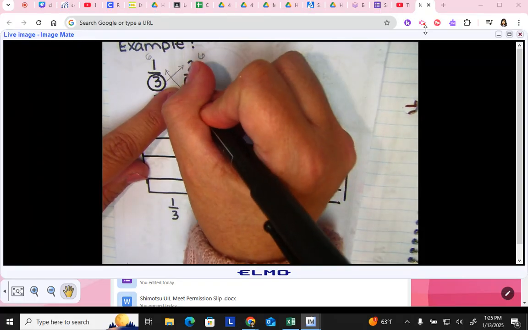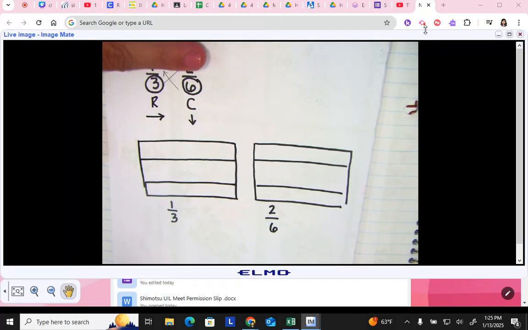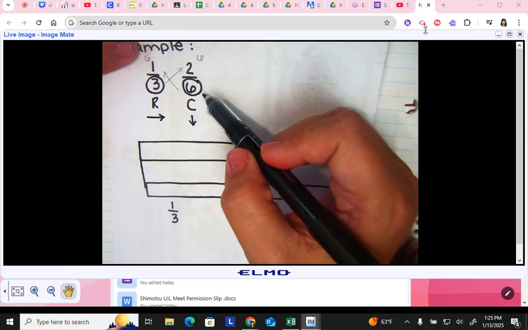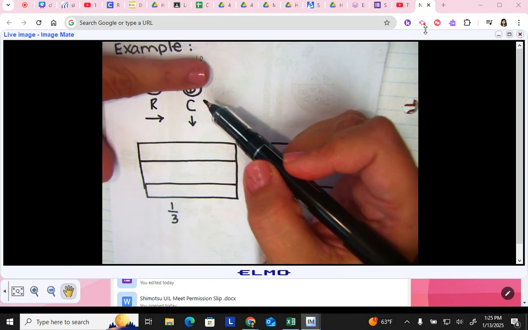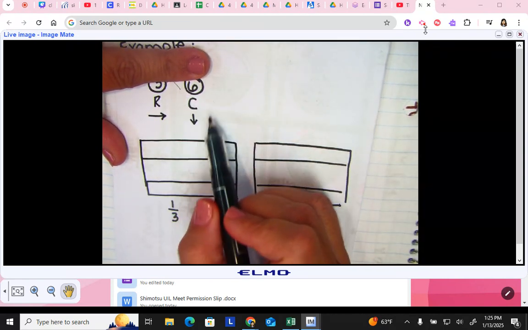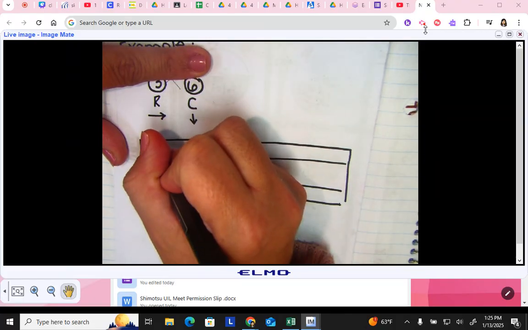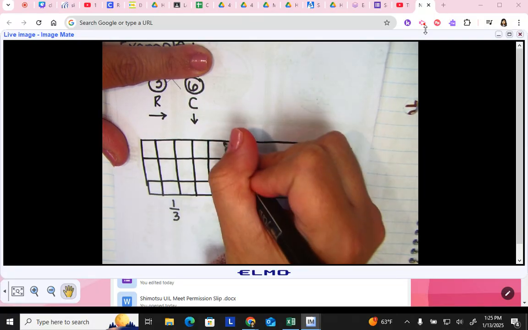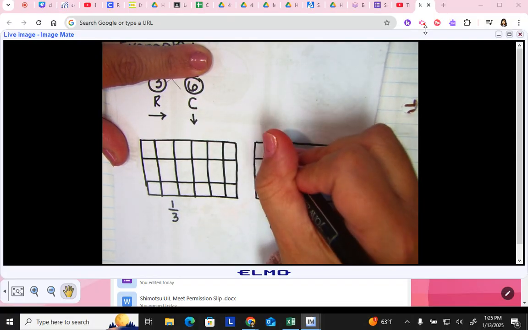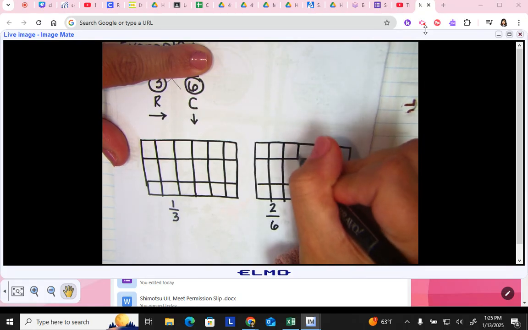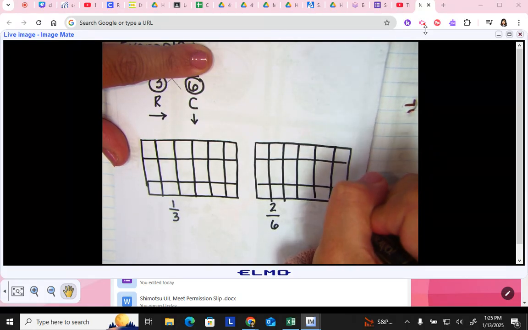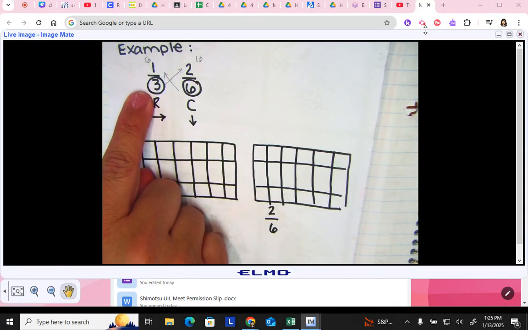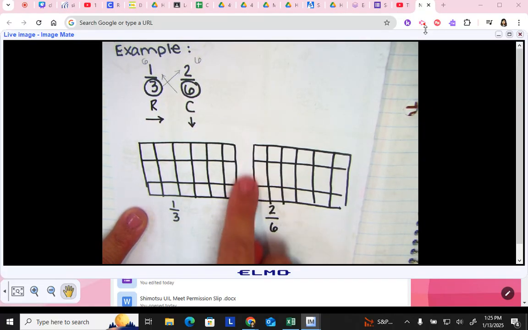Now, I'm going to draw in my columns. We're not looking at the numerators. The denominator tells the total of the parts. So this denominator tells me how many total columns I'm going to have. This is going to be 1, 2, 3, 4, 5, 6. And then 1, 2, 3, 4, 5, 6. So I have 3 rows because of this fraction and 6 columns because of this fraction.